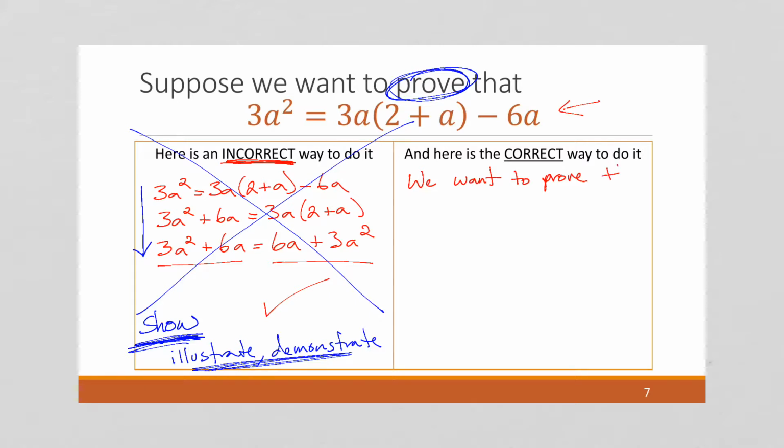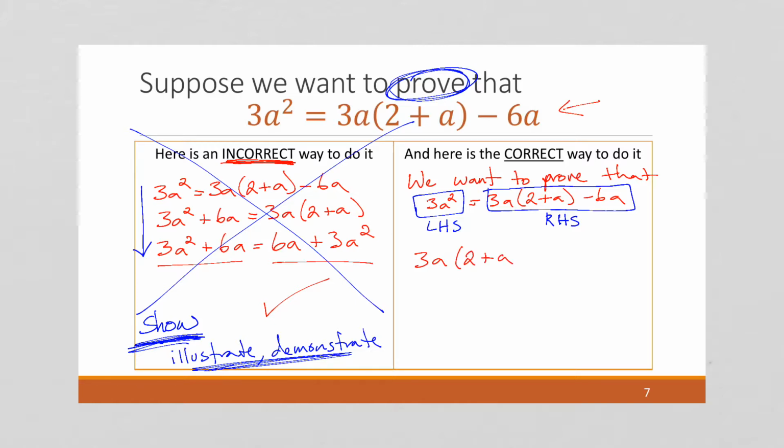We want to prove that 3a squared equals 3a times (2 plus a) minus 6a. I'm going to call this the left-hand side and this the right-hand side. And we're going to see why it's so important to start with one and get to the other. In this case, I tend to find the more complex side and start with that. Okay, so I'm going to start with 3a times (2 plus a) minus 6a.